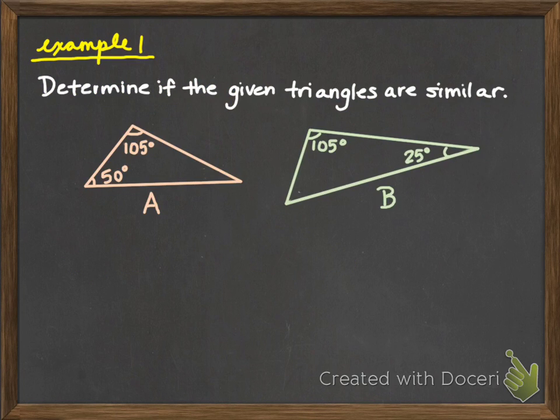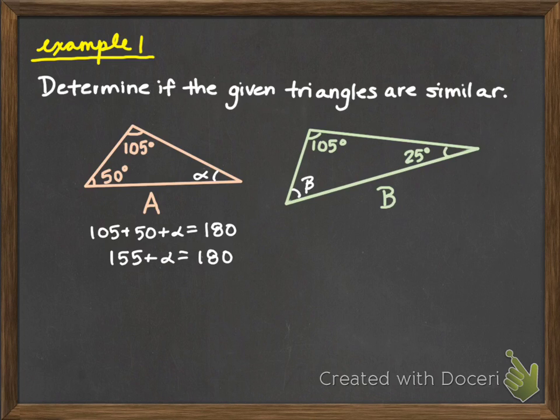Here we're given triangle A and triangle B, and we need to determine if they are similar. So what we need to do is see if all of the angles in each of these triangles are the same. We're missing one in both, so let's figure out what that is. Let's call this missing angle in triangle A alpha and the missing angle in triangle B beta. Now to determine what alpha is, we know that the measure of the degrees of the angles in any triangle are going to add up to 180, and so we simply can solve for it that way, similar to what we did in the last video.